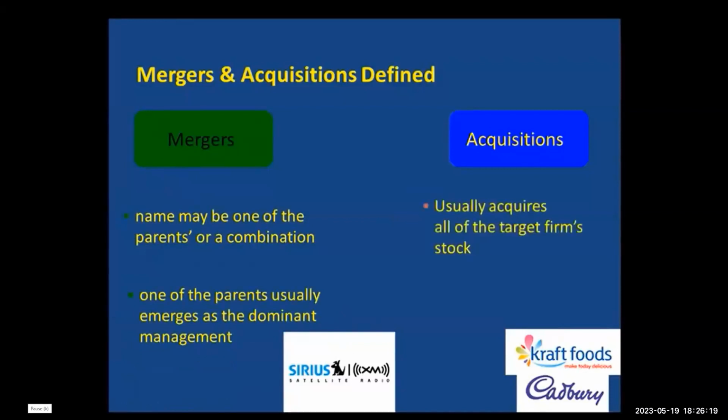In acquisitions, you have a situation where the acquirer, which was Kraft Foods in the case of Cadbury, just buys out all of the firm's stock. So they bought all of Cadbury stock for nearly $20 billion. And these types of activities can be either friendly or hostile for the acquiree.